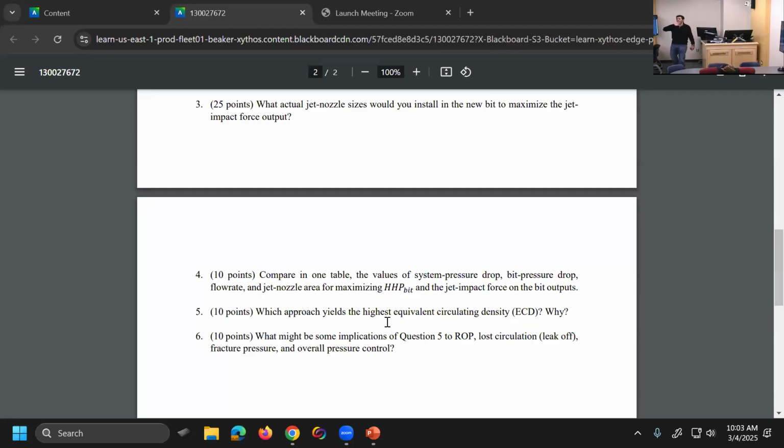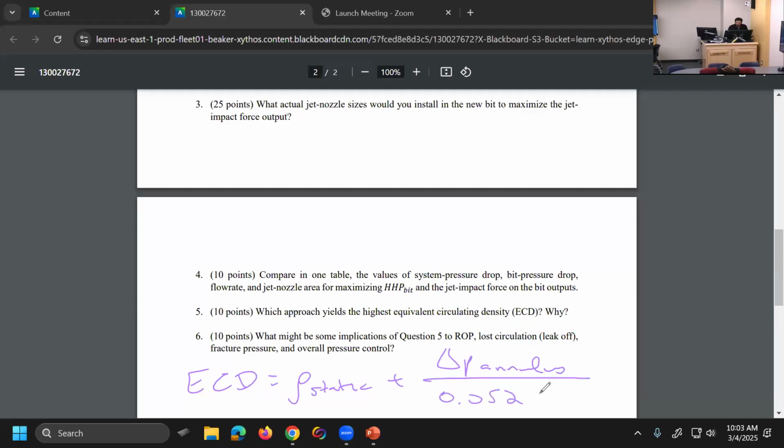Okay, everything you know is the same except one thing. What is the one thing that is different? Everything is the same, right? ECD is the static mud weight, which is 12 for you guys, plus delta P losses in the annulus divided by 0.052 TVD bit. Is this the same for both? Yes. Is this the same for both? Yes. Is this the same for both? No. Okay, so that is the different one. That is what is different.